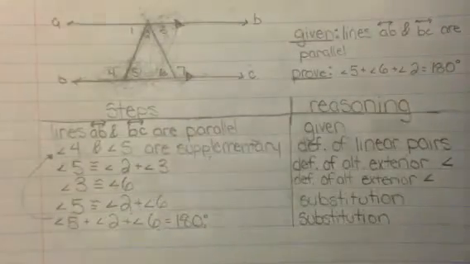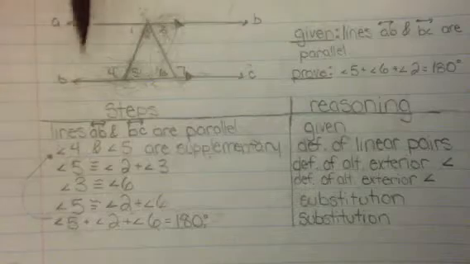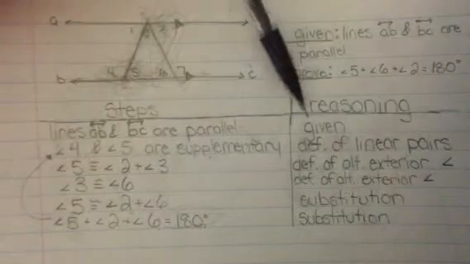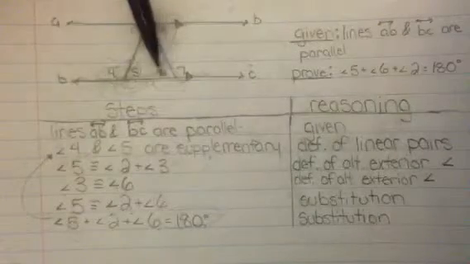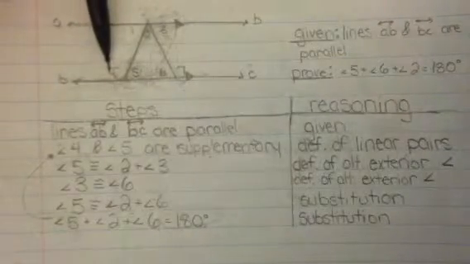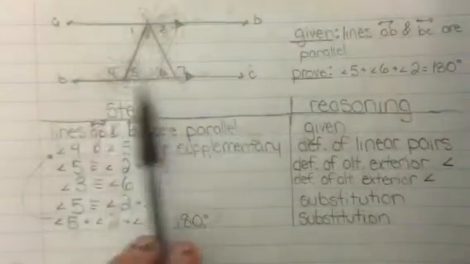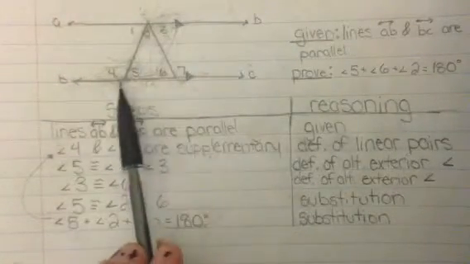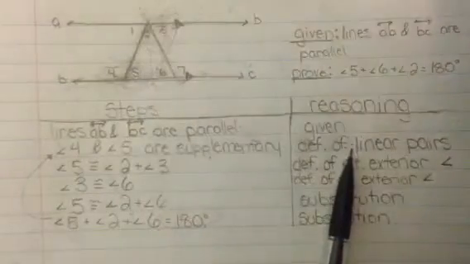Okay, so the question states that lines A and B and lines B and C are parallel, which is, in this case, our given. Now, if these are parallel, we know that angles 4 and 5 are supplementary because they sit on this straight angle here and they share a common vertex and a common ray. We know that by the definition of linear pairs.